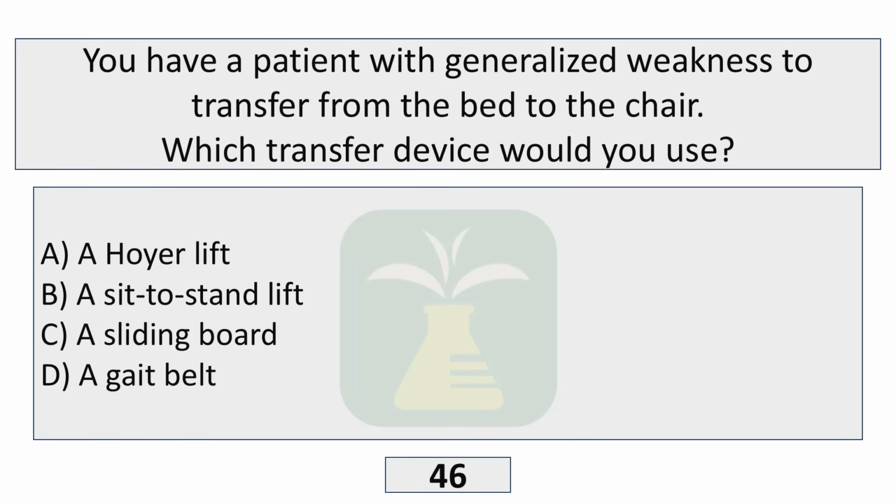You have a patient with generalized weakness to transfer from the bed to the chair. Which transfer device would you use? A. A Hoyer lift. B. A sit-to-stand lift. C. A sliding board. D. A gait belt.